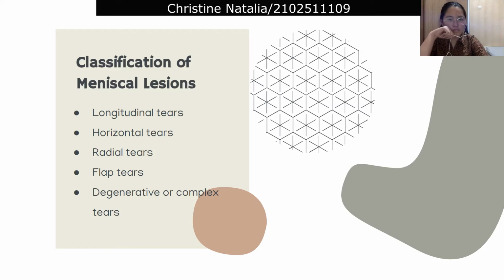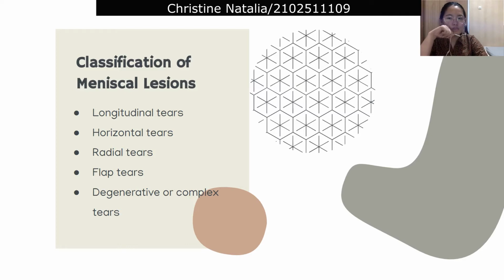The second one is horizontal tears, which are tears of menisci that are commonly found in degraded menisci. In this case, the collagen layers are fracturing, causing detachment of the inferior layer from the superior layer of the meniscus. These tears, however, usually extend to the inner margin of the meniscus, for example, the avascular zone. Therefore, it is not amenable to repair.